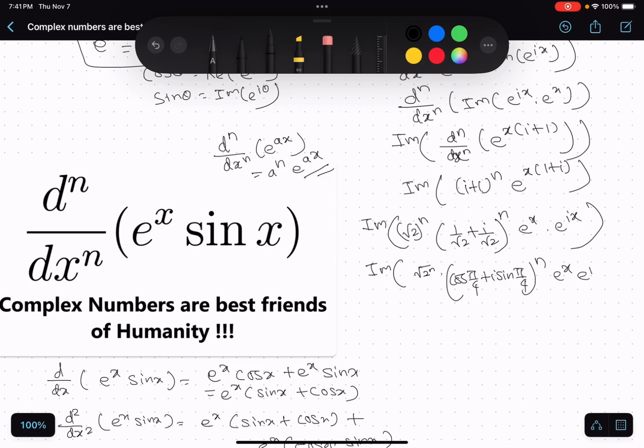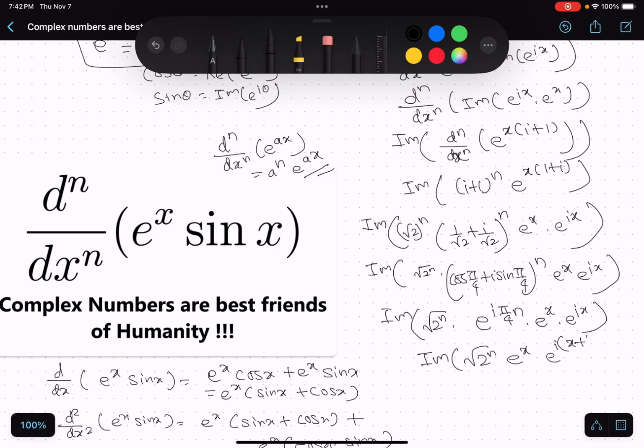So now this will be the imaginary part of root 2 to the power n. This is just e to the power i pi by 4, so this is e to the power i pi by 4 times n, times e to the power x, e to the power ix, right? So this is now the imaginary part of square root of 2 to the power n, e to the power x, e to the power i times (x plus n pi by 4). Okay, now all these are real things. They will just go out of the imaginary part like some constant numbers, right?